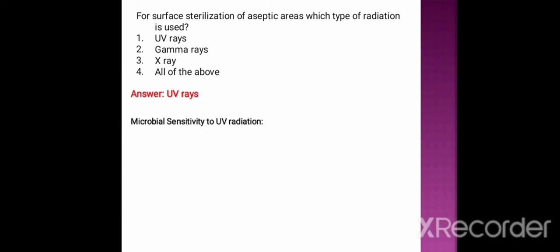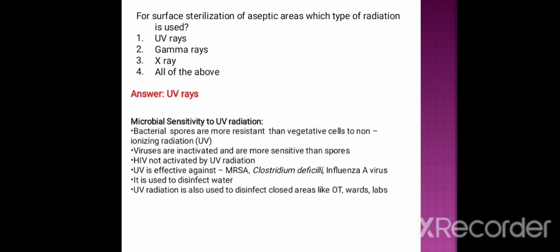radiation. The microbial sensitivity to UV radiation is mentioned here. Bacterial spores are more resistant than vegetative cells to non-ionizing radiation such as UV. Viruses are inactivated and are more sensitive than spores. HIV is not inactivated by UV radiation. UV is effective against MRSA, that is methicillin resistant Staphylococcus aureus, Clostridium difficile, and influenza A virus. UV ray is also used to disinfect water. UV radiation is used to disinfect closed areas like OT, wards and labs.